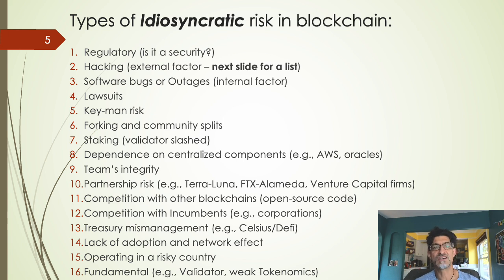So, types of idiosyncratic risk. I'm only going to read you a few. I suggest you print this out and save it and put it up on your wall. So, the types of unique risk are regulatory if it's per a specific coin. For example, if the SEC says your coin, your crypto project is a security, that's a unique risk. Then there's hacking risk, software bugs, lawsuits, key man risk, very important. Forking, meaning the coin, the project splits up into different coins, Ethereum and Ethereum Classic. Where were we?